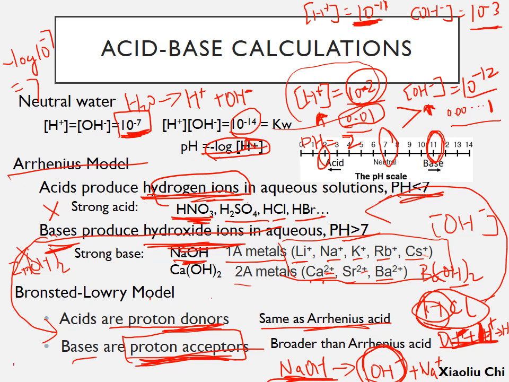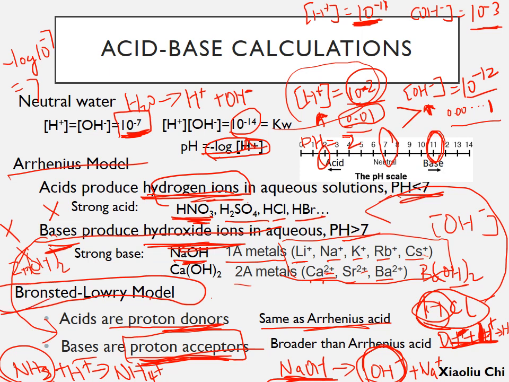For example, ammonia. Ammonia is not an Arrhenius base because it doesn't provide hydroxide, but it can react with a proton. So it's a proton acceptor. And therefore, ammonia is a Bronsted-Lowry base, but not an Arrhenius base. So the Bronsted-Lowry model covers all of the Arrhenius model, but it has more; it's wider, okay?